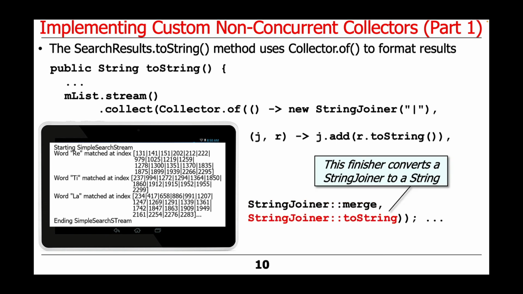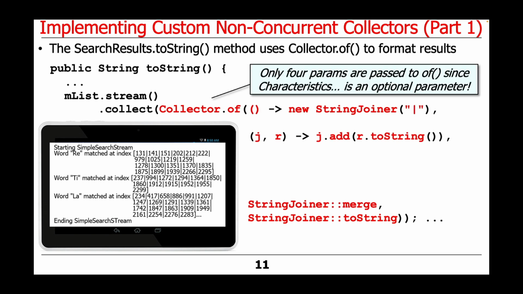And then the final thing we do is we provide a finisher. And the finisher takes the internal accumulator, which is a StringJoiner, and it goes ahead and converts the StringJoiner into a string. So we now have a string that comes back here, and that's what's returned from toString, as you can see up there. And again, there's only 4 parameters because characteristics is optional, so we don't actually have to provide it. So that's one way to implement a non-concurrent collector using of.